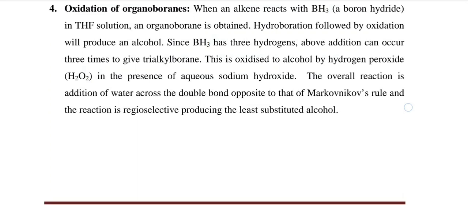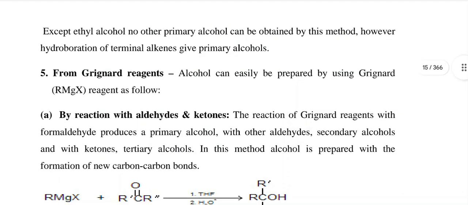The overall reaction is addition of water across the double bond opposite to that of Markovnikov's rule, and the reaction is regioselective, producing the least substituted alcohol. Expect ethyl alcohol from ethene. No other primary alcohol can be obtained by this method. However, hydroboration of terminal alkenes gives primary alcohol.